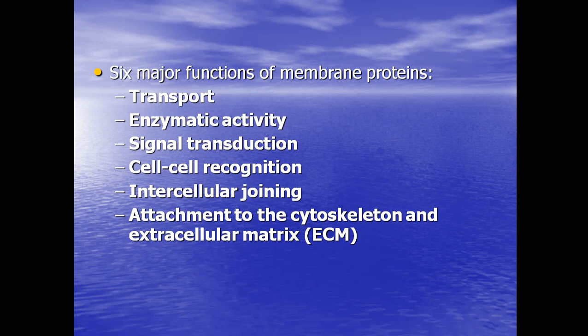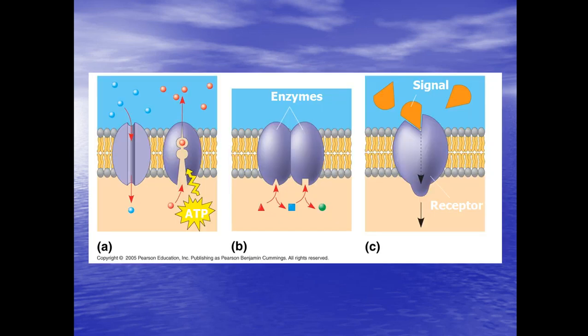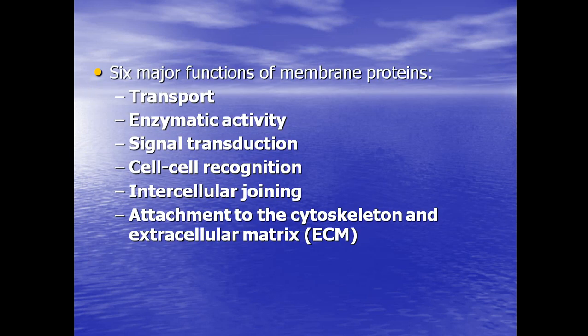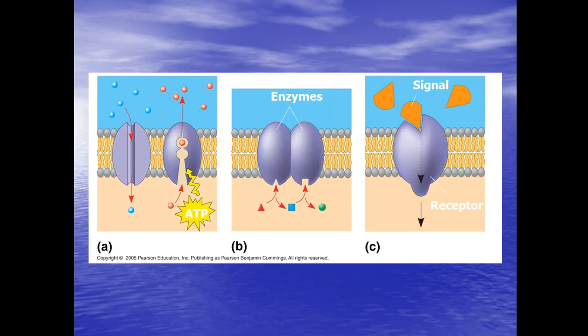There are 6 major functions that are assigned to the plasma membrane. One is transport, second is enzymatic activity, then signal transduction, cell-to-cell recognition, intercellular joining, and attachment to the cytoskeleton and extracellular matrix. This is the list of the functions. I will explain each and every one. The first one, transport, I will keep for later.